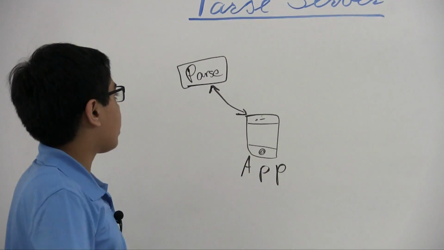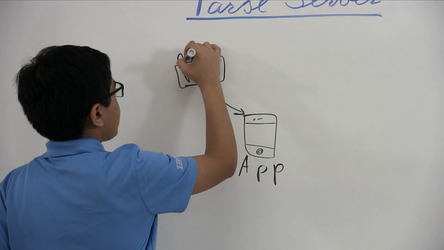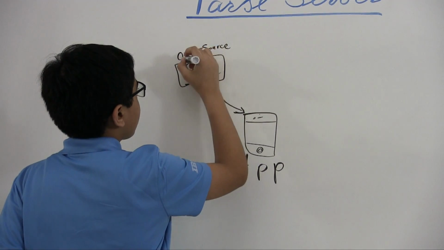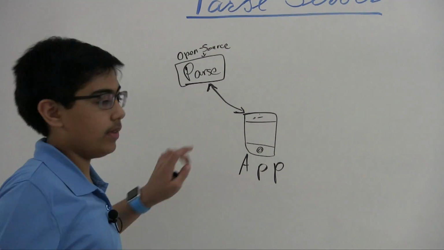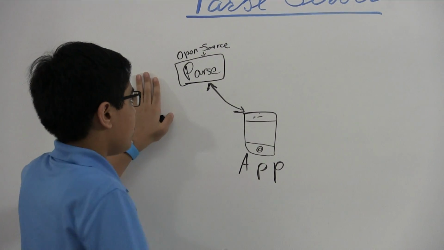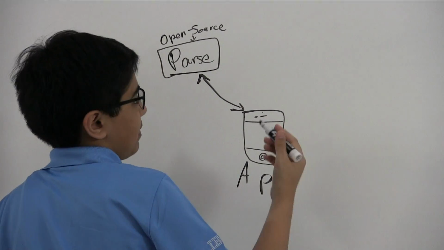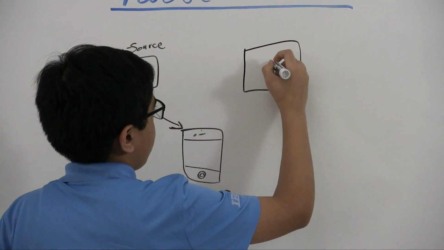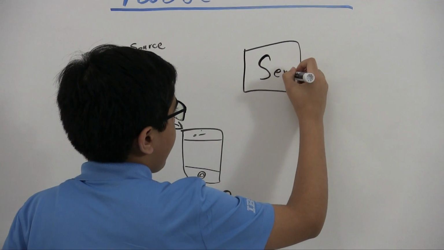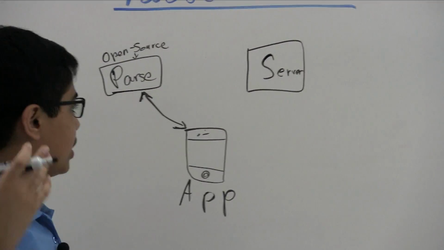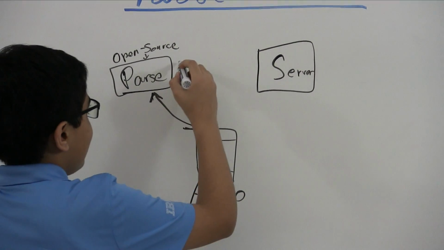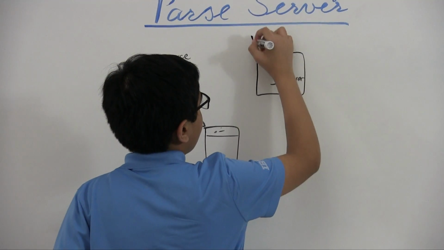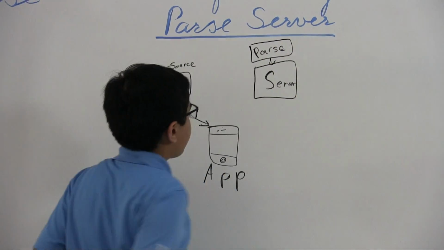However, what Parse said is, hey, we're going to open source this, the Parse server. Essentially this will allow you to have your own machine, like let's say some sort of Mac. Let's just say this is your machine, this is your server, and essentially what you can do with this is host this Parse server on here. So you can say Parse is running on your server.